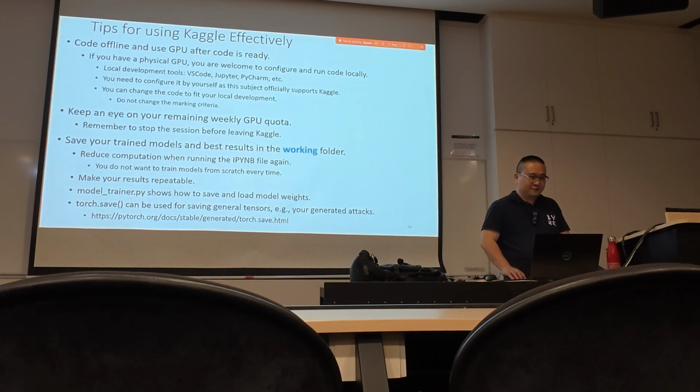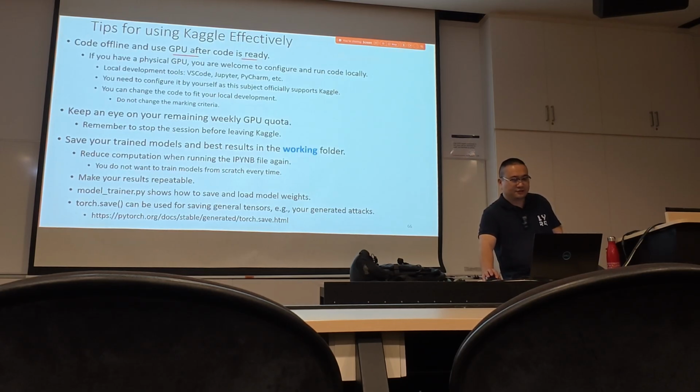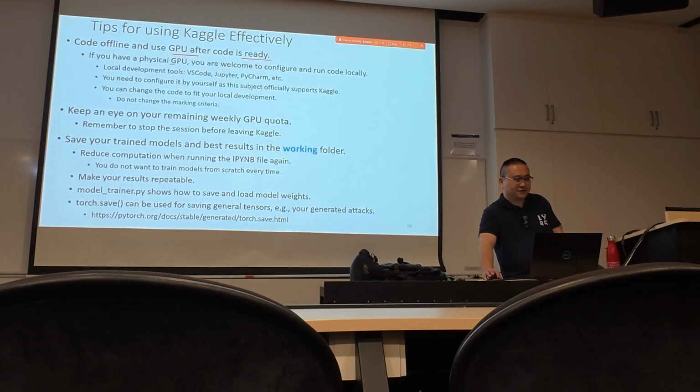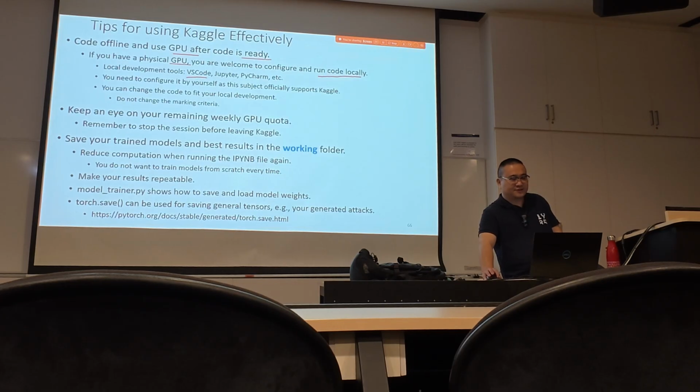And here are some tips for using Kaggle. You can code offline and then use the GPU when the code is ready. This can save your GPU time because you only have 30 hours per week, so use the GPU hours wisely. And if you have a physical GPU, you are welcome to configure it locally and run code locally. You can use VS Code, PyCharm, etc. We can discuss this at the beginning of this lecture.